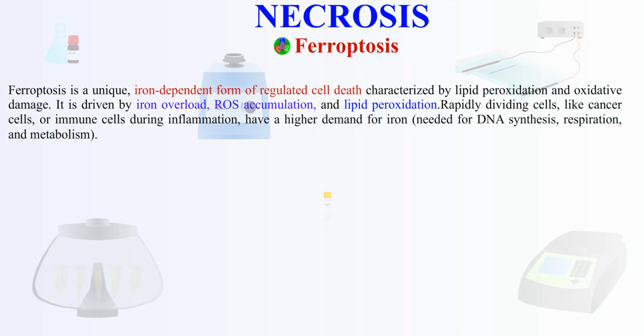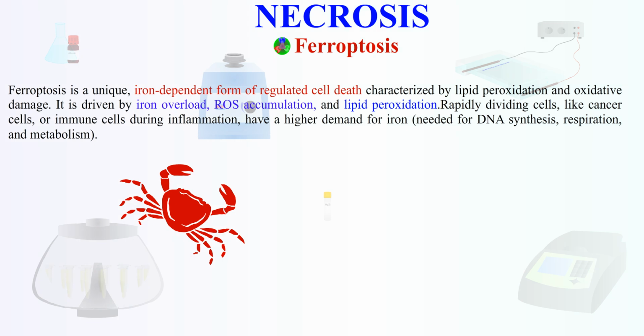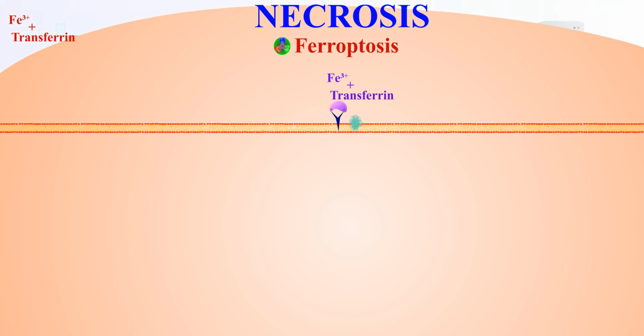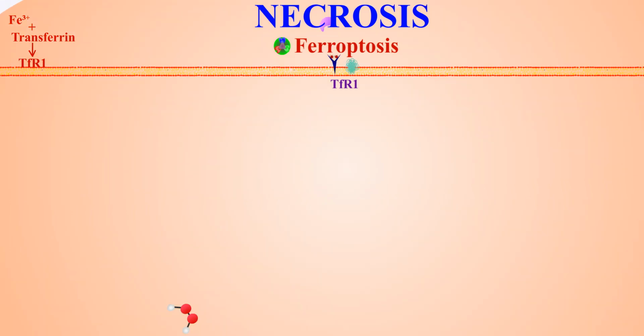Rapidly dividing cells, like cancer cells or immune cells during inflammation, have a higher demand for iron, needed for DNA synthesis, respiration, and metabolism. Most cellular iron enters as ferric iron bound to a plasma protein called transferrin. The transferrin-ferric iron complex binds to transferrin receptor 1 on the cell membrane. This complex is then endocytosed into the cell.